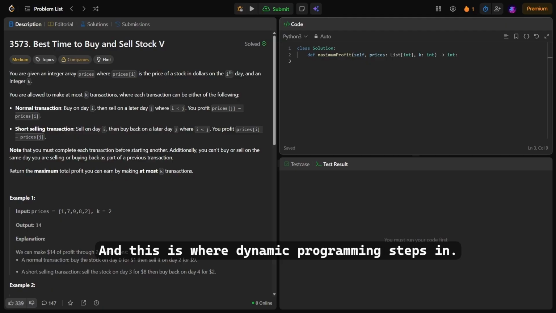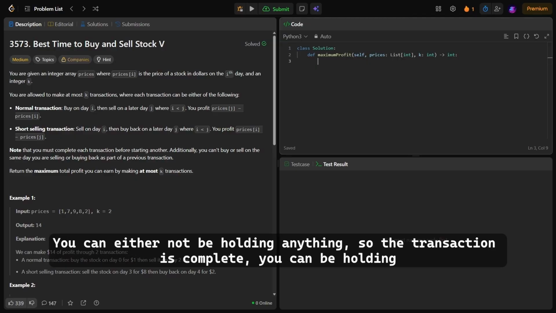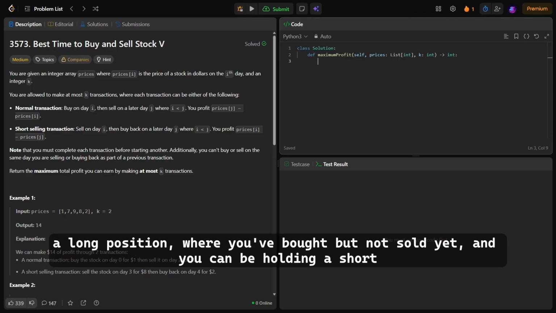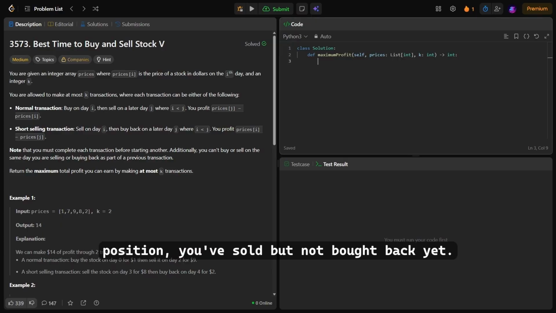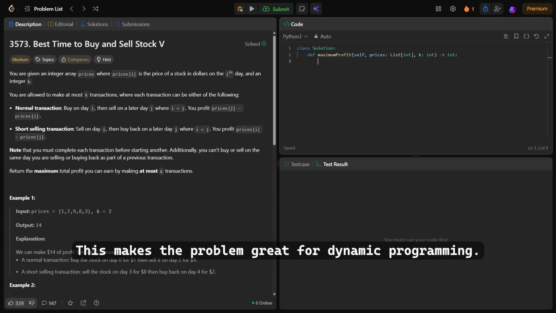And this is where dynamic programming steps in. On any day, you can be in exactly one of three states. You can be holding nothing, so the transaction is complete, you can be holding a long position, where you've bought but not sold yet, or you can be holding a short position, where you've sold but not bought back yet. A transaction is only counted when it's completed. Opening a position does not consume a transaction, but closing a position does. This makes the problem great for dynamic programming.